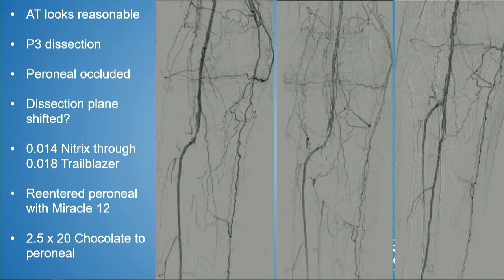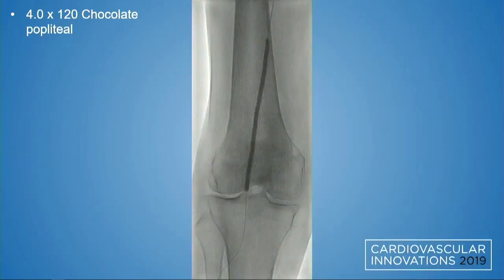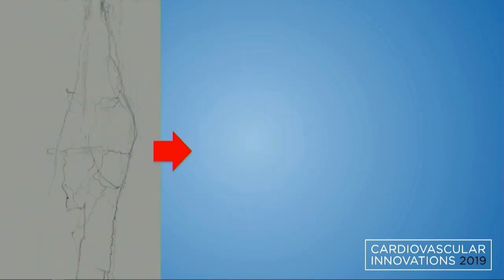So we worked to move quickly before we lost that outflow, bringing an 014 nitrix through a trailblazer, buddy wiring down into the peroneal, actually re-entering, probably through something similar to a STAR, subintimal tract and re-entry down into the peroneal, and then we chocolated that peroneal coming back to the ostia. We then did a popliteal, a 40 by 120 chocolate. Again, tiny woman, staying small, not sure what planes we were in.